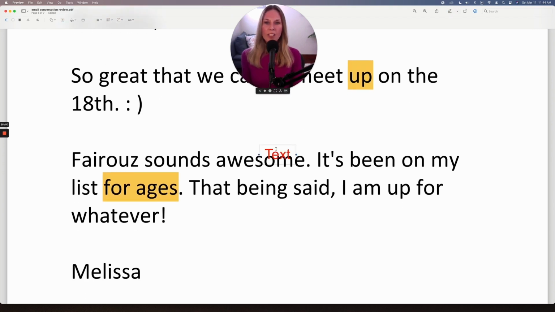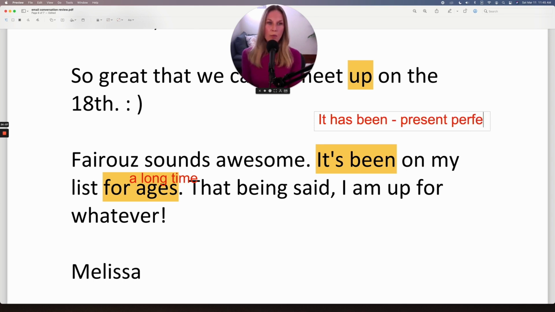So "for ages," this is a great time reference and it means for a long time. Now notice the verb tense. What verb tense did Melissa use? It has been, which is the present perfect, because she put it on her list of places she wants to go or try. She put it on her list 6 months ago, a year ago, 2 years ago, and it's been on her list ever since. So we use the present perfect for an action that starts in the past and continues until now. It's still on her list.